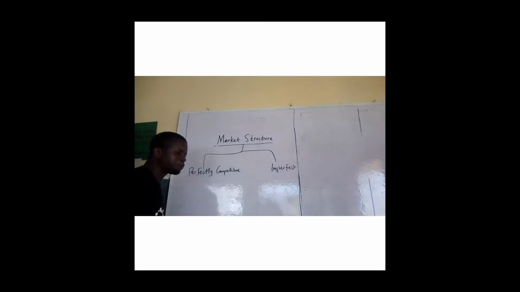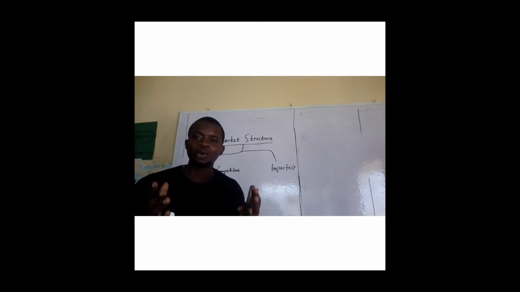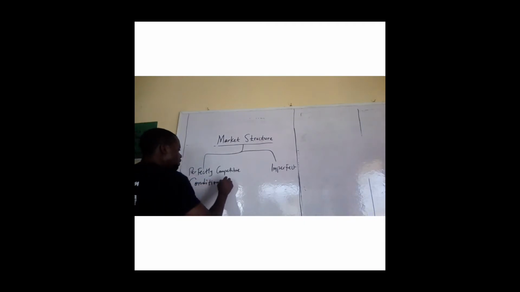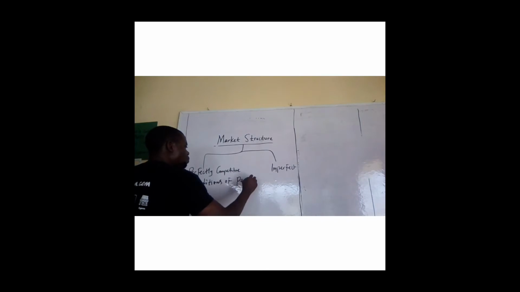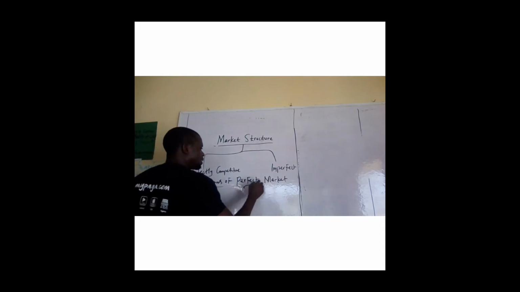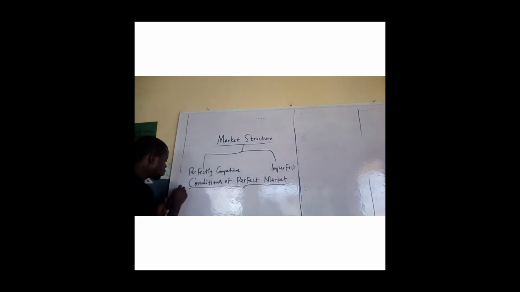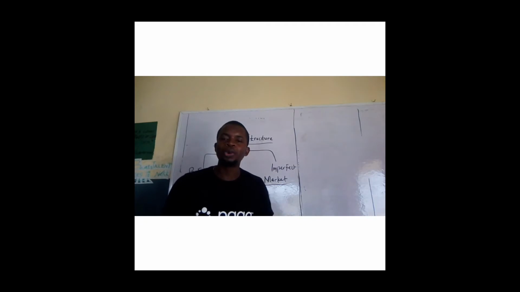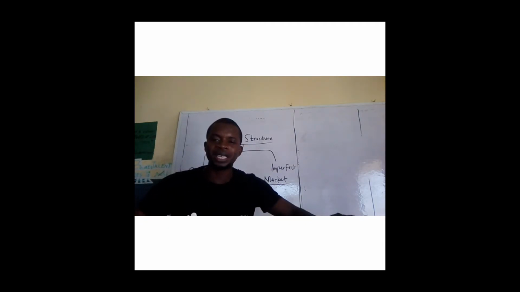But if you want to establish a perfectly competitive market, there are some conditions to be met. That is why we have conditions of perfect market. The first condition is that we must establish homogeneous products. What are homogeneous products? Homogeneous products are products that do not have elements of difference.